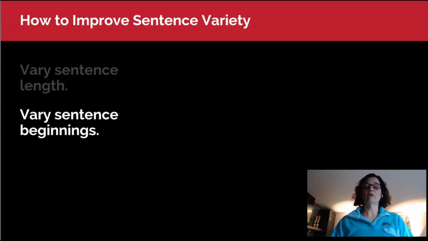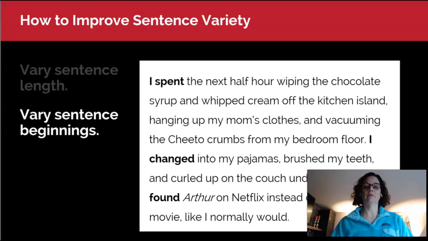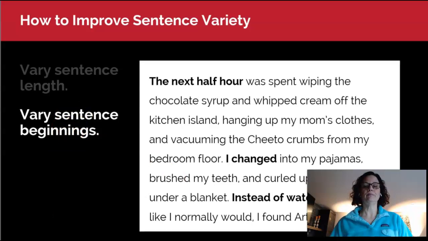Another strategy is to vary sentence beginnings. If a lot of your sentences start the same way, like this one, in this paragraph, it can make your writing feel repetitive. I spent, I changed, I found. It just gets repetitive and boring, so you need to vary sentence beginnings also. In this revised paragraph, 2 sentences have been rewritten so that they start differently. This adds more interest and variety to the writing. So the next half hour, I changed instead of watching a movie like I normally would. So adding some variety makes it better.